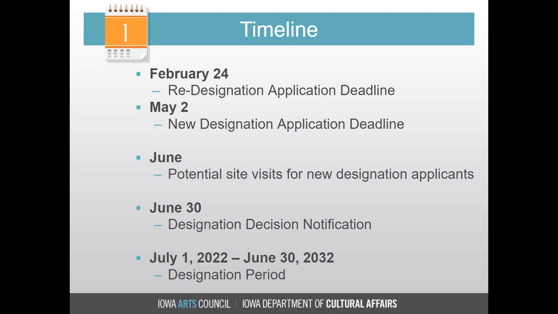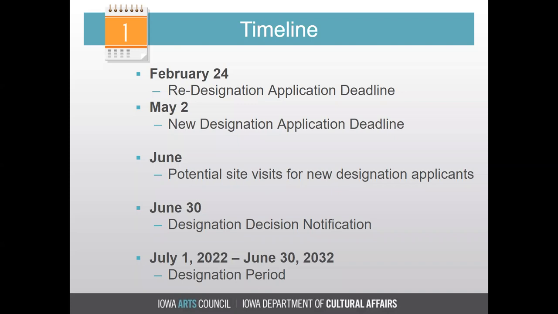Designation determinations are typically made based on a combination of information learned in the application and during the site visit. Applicants will be notified by June 30th of designation decisions, and applicants who are awarded designation will receive an MOU, or Memorandum of Understanding, via email and information about their designation.